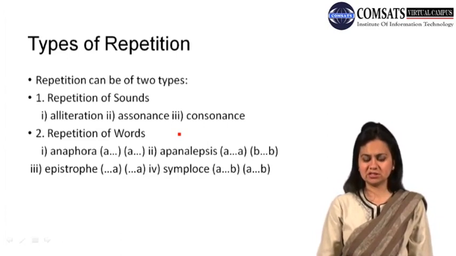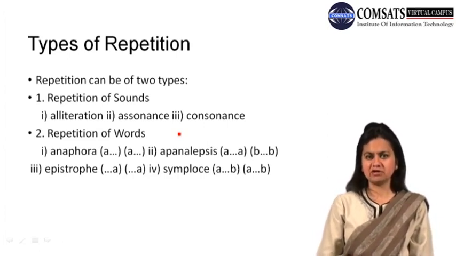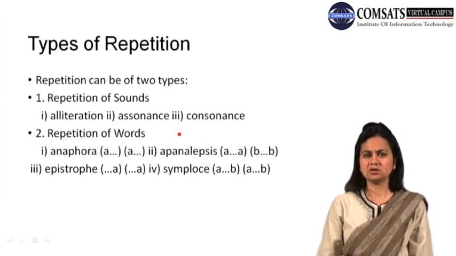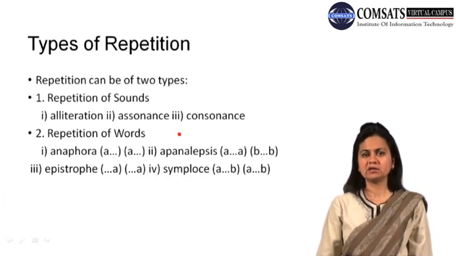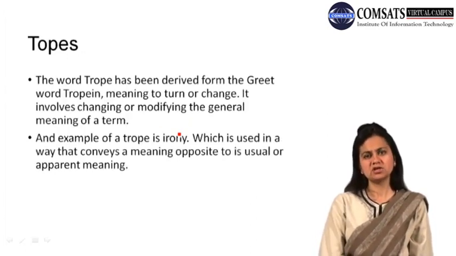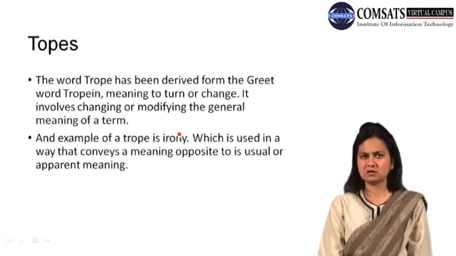So this is what we did till the last lecture, where we had studied schemes as devices of repetition, and we divided certain devices on the basis of the function that they perform or the level at which they work. Some operate at the level of sound, some operate at the level of word. Today we'll have a look at what tropes are. What are the different types of tropes, how their categories can be defined, and what are the examples of certain tropes which we will have to have a look at.